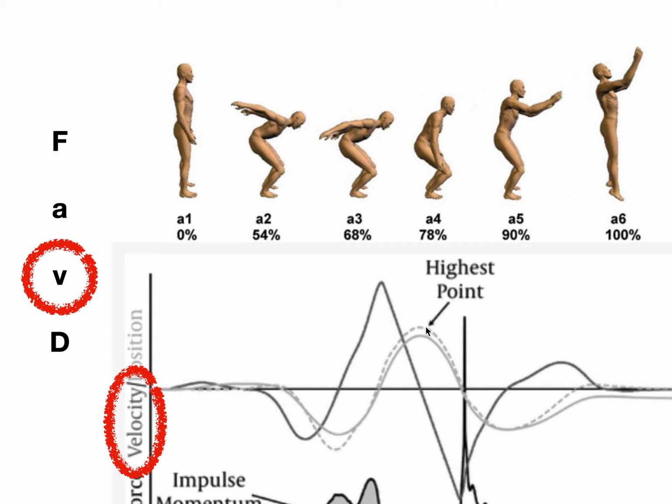This is the position. The highest point correlates with the zero velocity here. That means you're at the highest point where you don't have velocity, and then your velocity starts to become negative after the highest point. So positive and negative represents the direction in the graph.